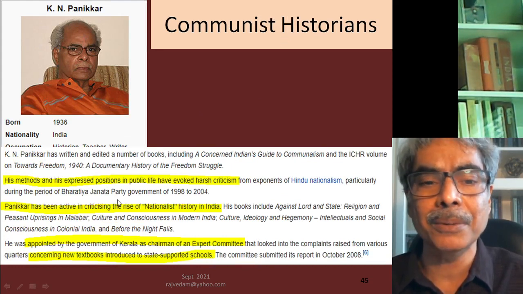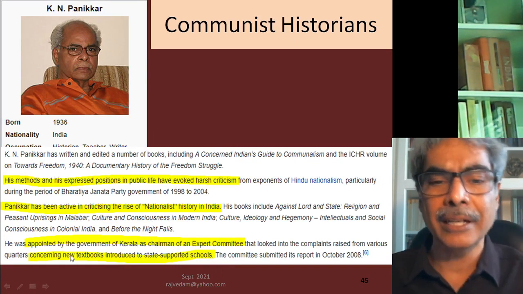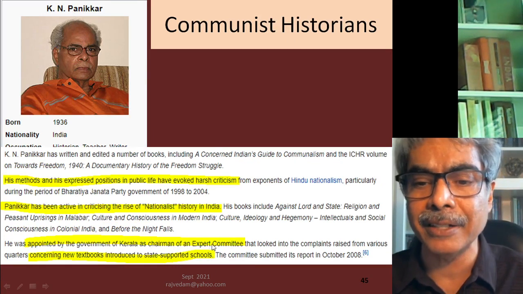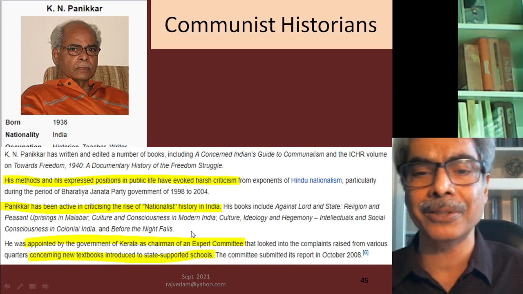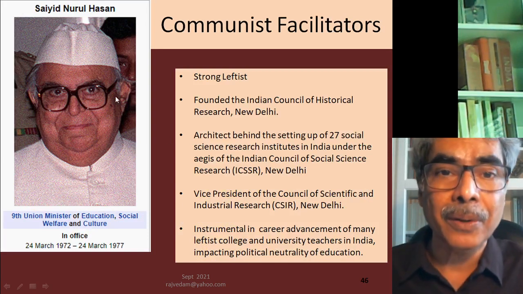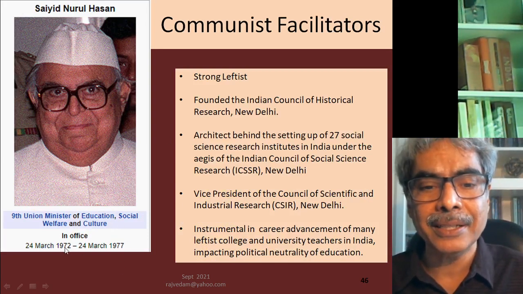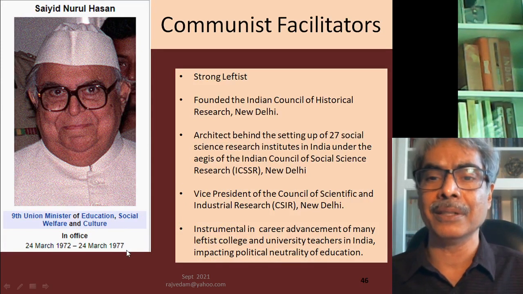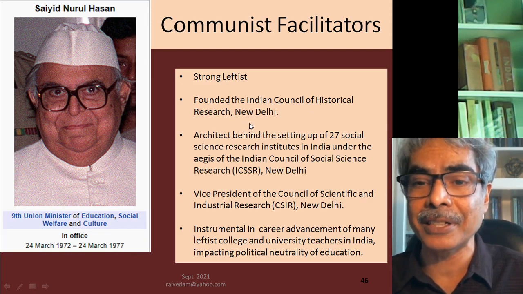So he too has expressed several kinds of ideas over there. He was appointed by the southern state of Kerala as chairman of the expert committee on textbooks in state-sponsored schools and so on. And the facilitators. So Nurul Hassan, he was the minister during 72 to 77. He was a strong leftist. He founded this ICHR in New Delhi.